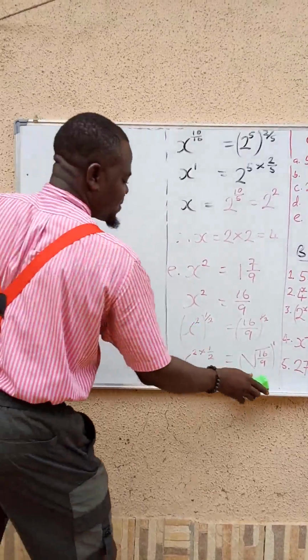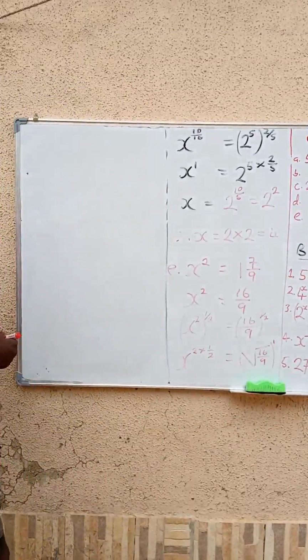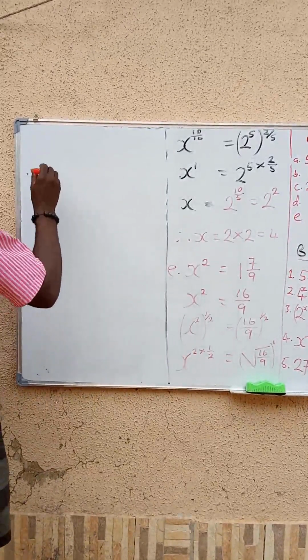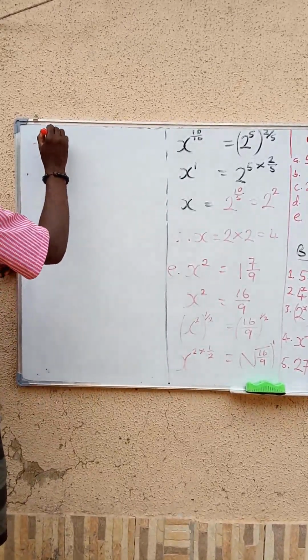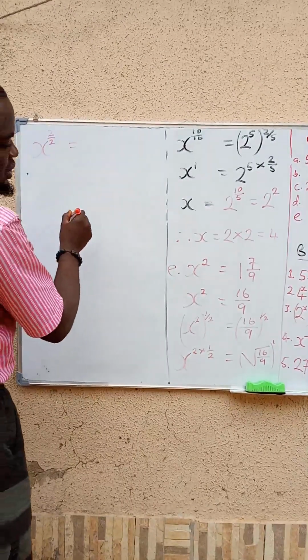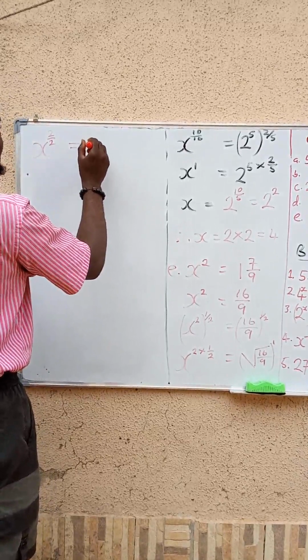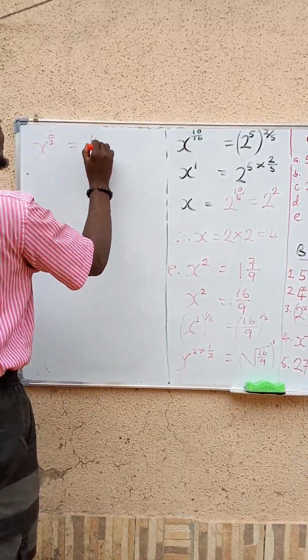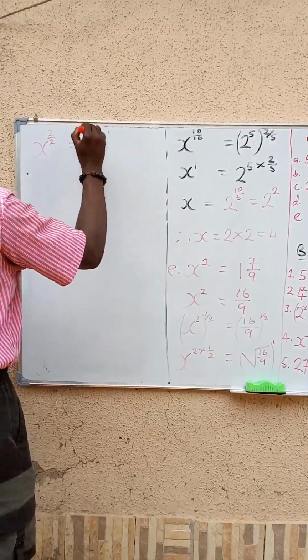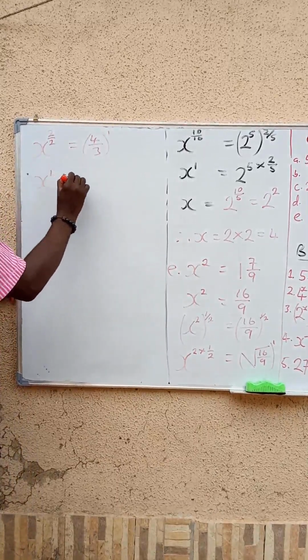My lesson is full of explanations, right? So 2 times 1 over 2 is the same thing as 2 over 2. So I have x raised to the power of 2 over 2, which will now be equal to what? The square root of 16 is 4, and the square root of 9 is 3. 4 over 3 raised to the power of 1. 2 over 2 is 1. That is x raised to the power of 1.